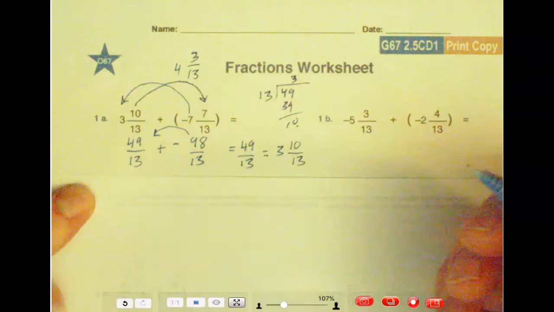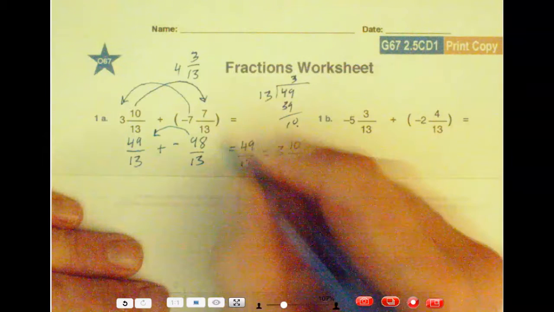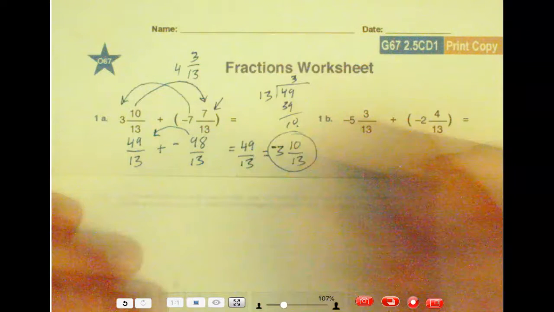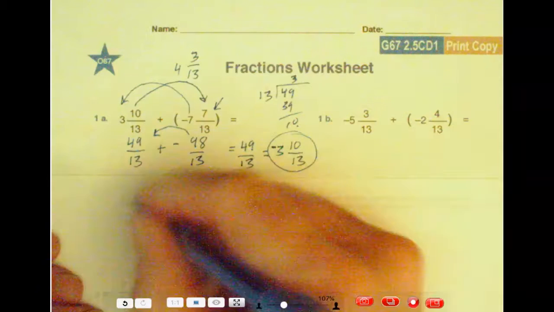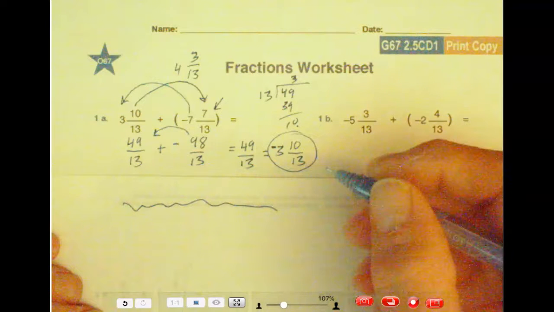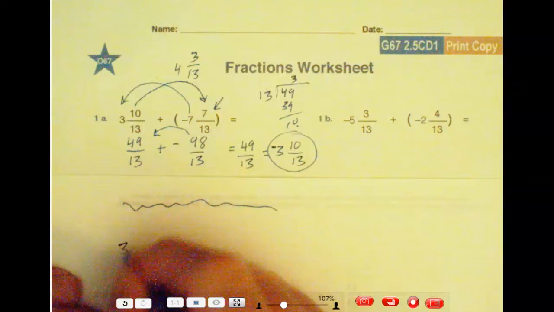Now you have to determine, is that positive or negative? Well, the negative has a larger absolute value, so this is a negative. So that's the first way you can do it. It always works. A little more work, but it always works. You can also think about it this way. 3 and 10/13.